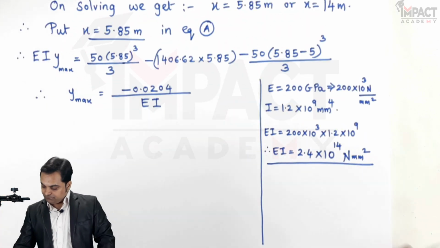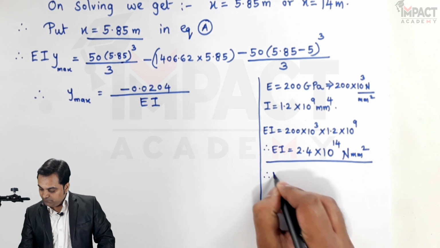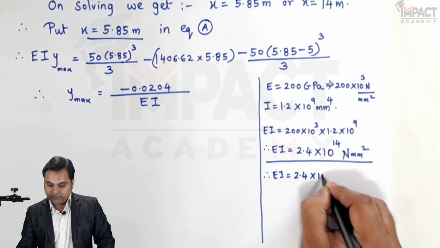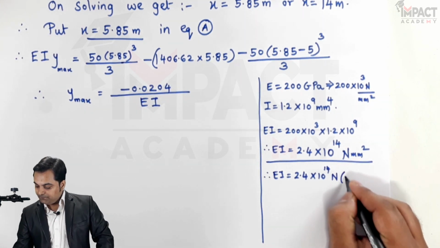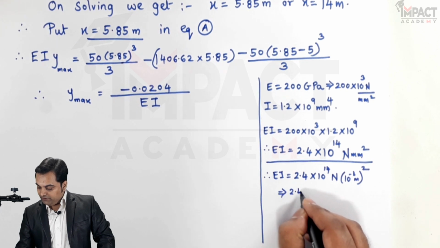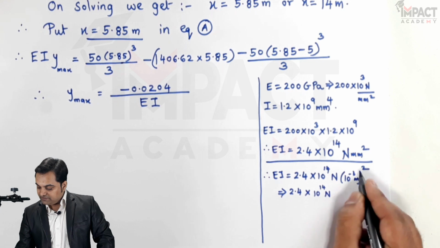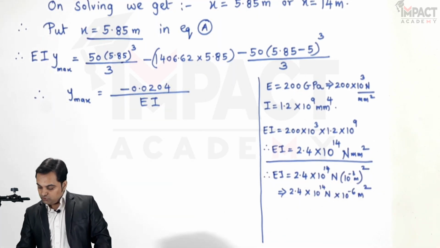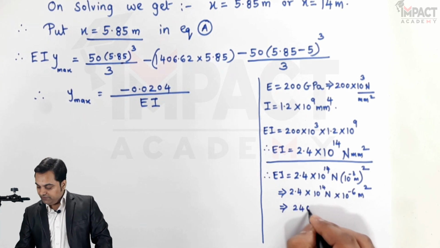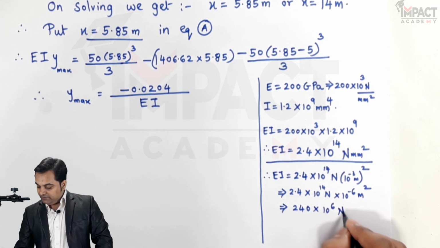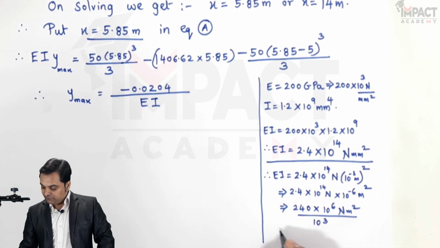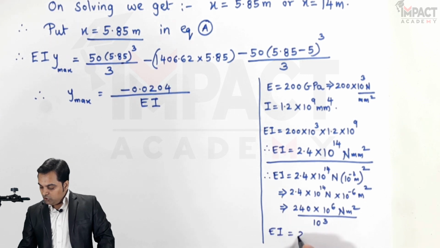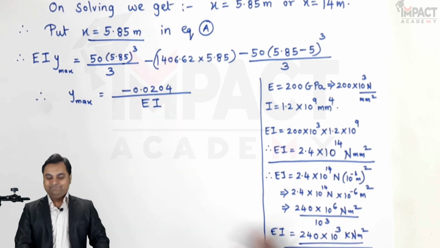So what I'll do here is, therefore EI would be equal to 2.4 into 10 raised to 14. Now first I'll keep Newton as it is. 1 mm is 10 raised to minus 3 meter. So this would be 2.4 into 10 raised to 14 Newton into 10 raised to minus 6 meter square. So it gives me the answer as 240 into 10 raised to 6 Newton meter square. And now I would be replacing this Newton, and for that I'll divide this by 10 raised to 3. So that would give me the answer in terms of kilonewton. So finally EI value would be 240 into 10 raised to 3 kilonewton meter square. This value I'm going to put over here.